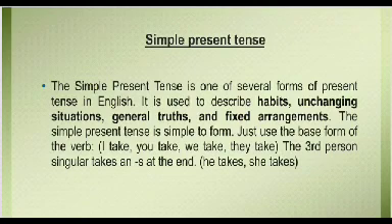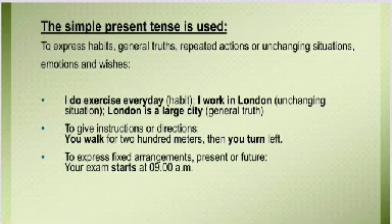she takes, like this. The simple present tense is used to express a habit, like when we say this sentence, I do exercise every day. That means I'm talking about the habit that I generally do on an everyday basis.